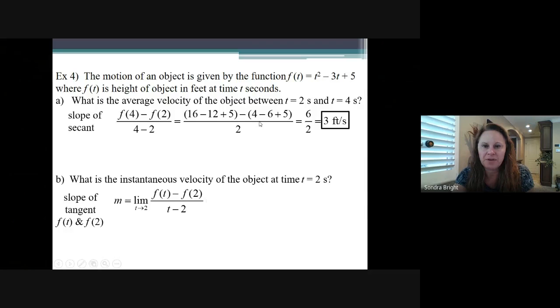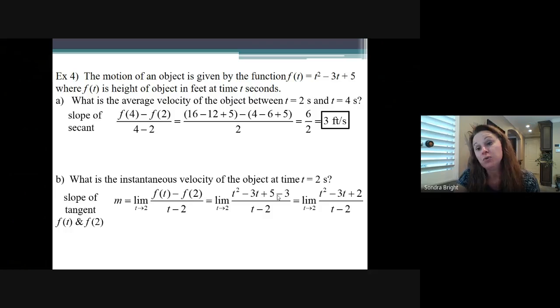What did we figure out? A 3. So you've got the function t squared minus 3t plus 5, and then subtract from it 3. When you simplify the top, it's t squared minus 3t plus 2, divided by t minus 2. And remember your goal: if you plug a 2 in right now, you get 0 over 0, which is not okay. So we're going to manipulate this algebraically.